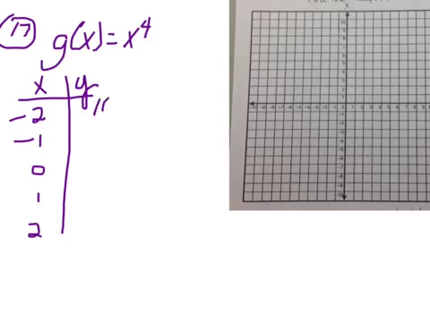-2 to the 4th power is 16, -1 to the 4th power is 1, 0 to the 4th power is 0, 1 to the 4th power is 1, and 2 to the 4th power is 16. Could have gotten that off your graphing calculator.